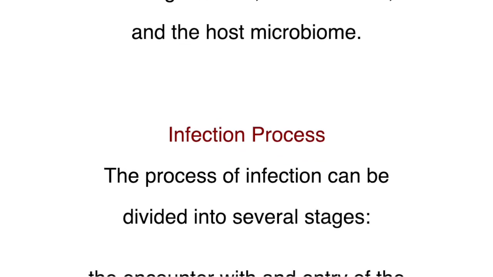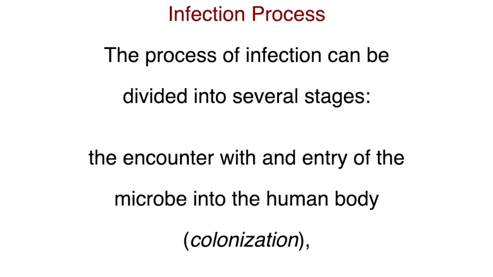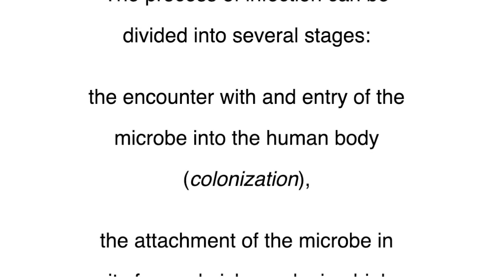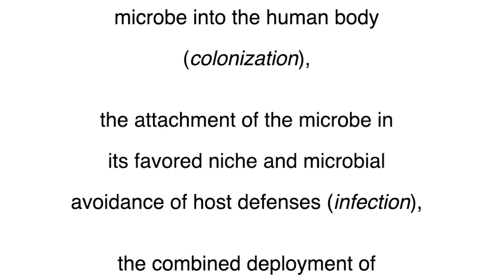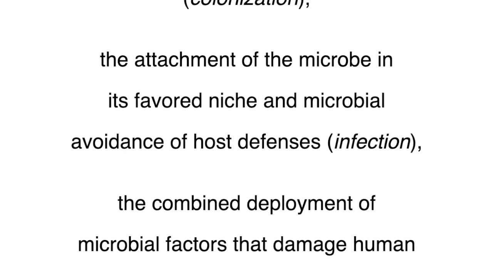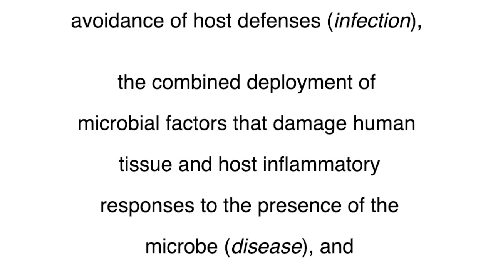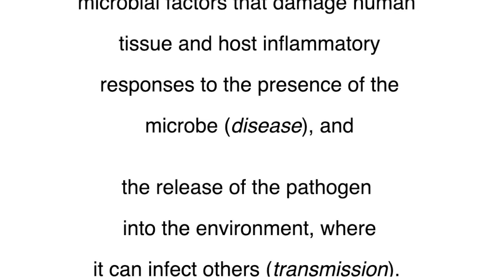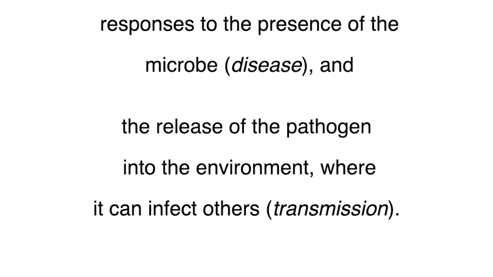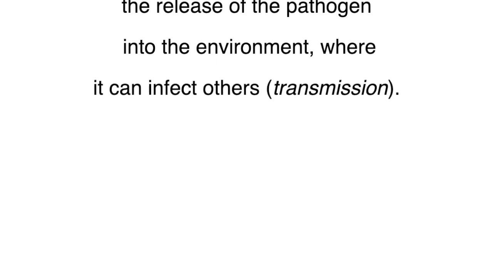Infection process. The process of infection can be divided into several stages. The encounter with and entry of the microbe into the human body, that is colonization, the attachment of the microbe in its favored niche, and microbial avoidance of host defenses, that is infection, the combined deployment of microbial factors that damage human tissue and host inflammatory responses to the presence of the microbe, that is disease, and the release of the pathogen into the environment where it can infect others, that is transmission.